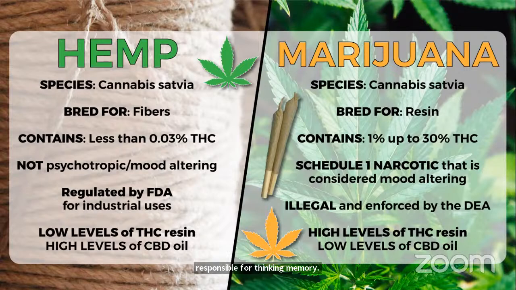When someone consumes marijuana, because of the higher THC percentage, they tend to have a narcotic effect. On the other hand, hemp has a very low THC percentage, less than 0.03%, which is not psychotropic and does not have any tendency of mood altering. That is why hemp is regulated by the FDA and approved for industrial and medical uses.